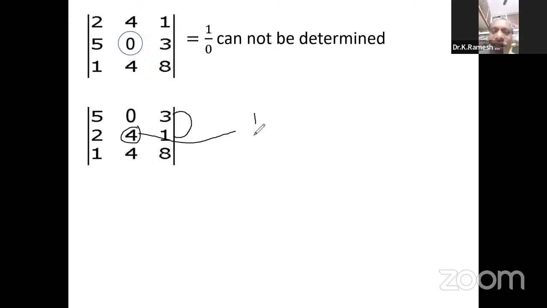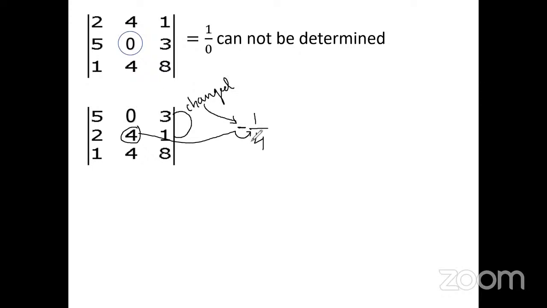Is it clear? In the original example, 241, 503, 143, when you take the middle element 0 and if you divide 1 by 0, that 1 by 0 is not allowed in the division process. Hence, I have changed the rows. When I change the two rows, the value of the determinant will become negative. So minus. When I change the rows, I am getting 4 in the middle. So that's why I am dividing by minus 1 by 4. Is this clear? Okay, sir. Got it, sir.